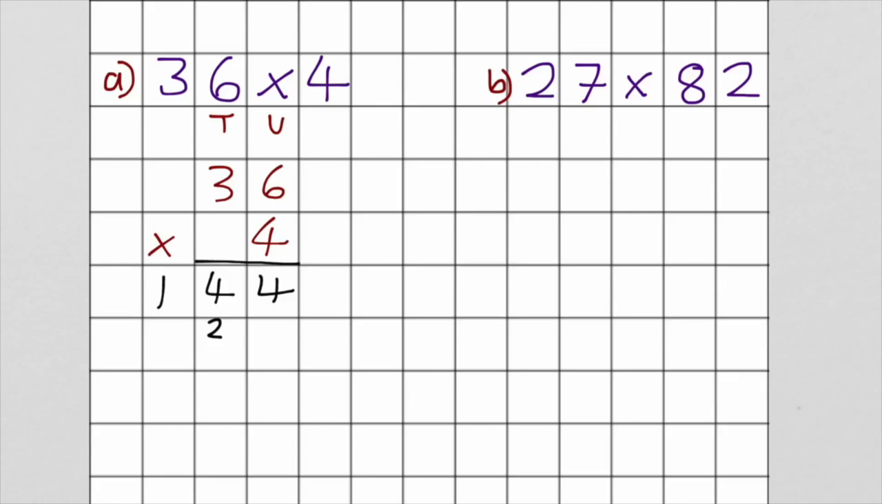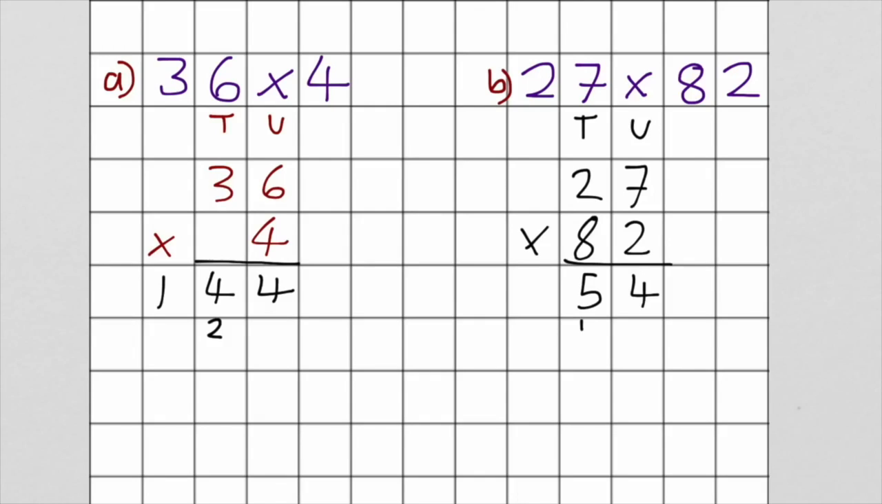Let's have a look at using the same method for a 2-digit times a 2-digit number. Set it out the same way, 27 times 82, making sure that your units column is lined up and the tens column is also lined up correctly. Start with the units first. 7 times 2 is 14, carry the 1. 2 times 2 is 4, plus the 1 is 5.